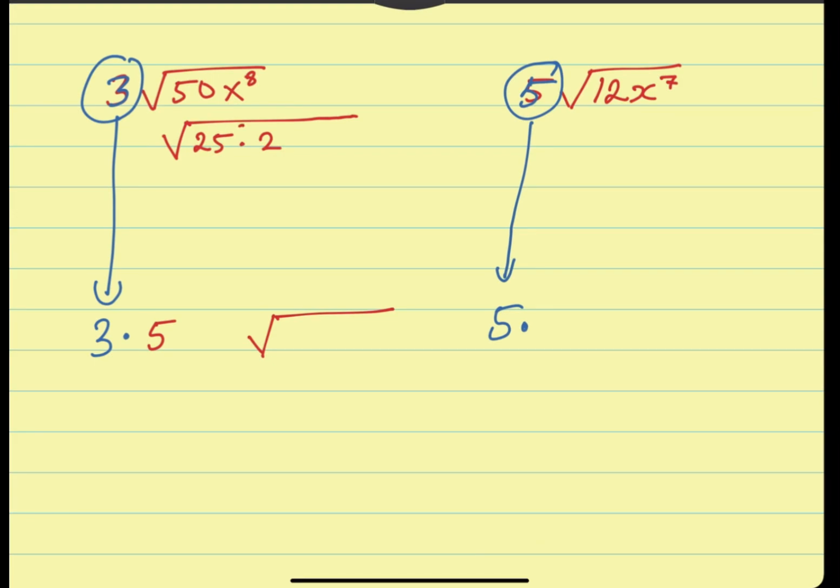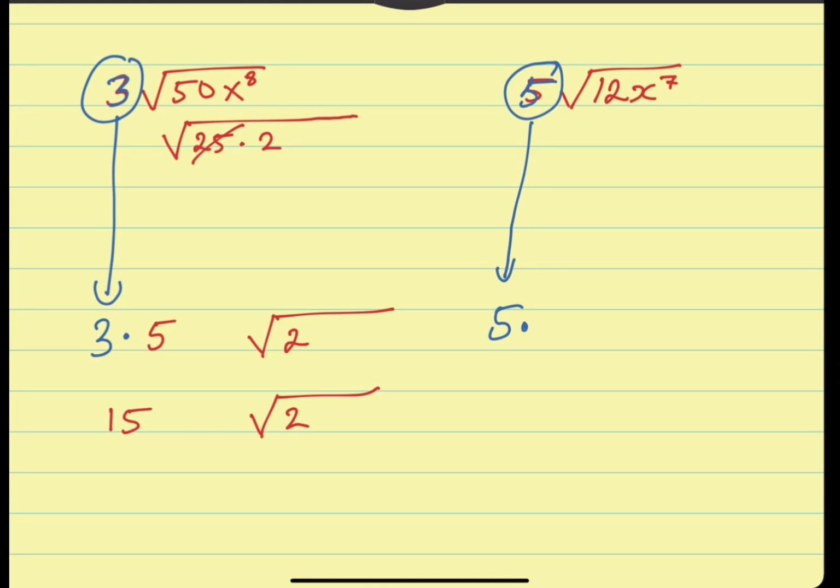Now, so we're done with this. And what is left inside? The 2. Did you see that? Yes. And guess what? This is technically 15 outside. Why is it 15 outside? Because 3 times what? 5. And 2 is left inside. Did you guys see that?